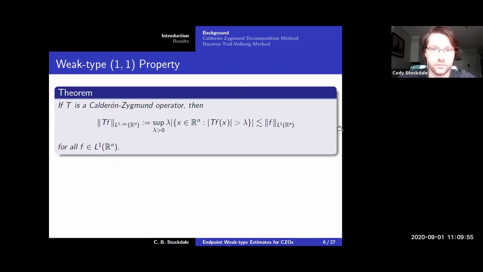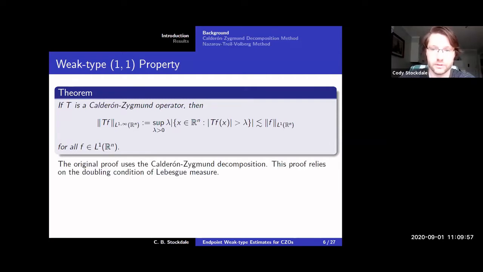Okay, so how is this proved? The classical proof that kind of stems from the 50s uses what's now called the Calderon-Zygmund decomposition. So this is a decomposition of your input function f into good pieces and bad pieces, and it relies on a stopping time argument and maximal functions and averages of your function. But in particular, it relies on the doubling property of the Lebesgue measure that we're working with.